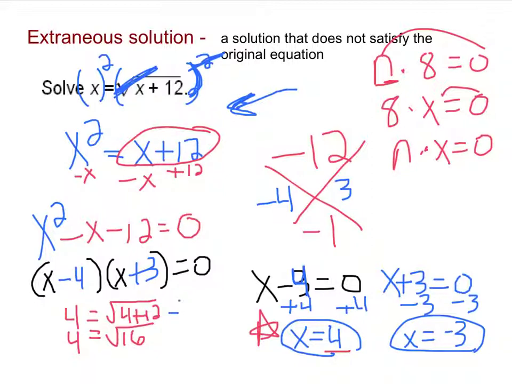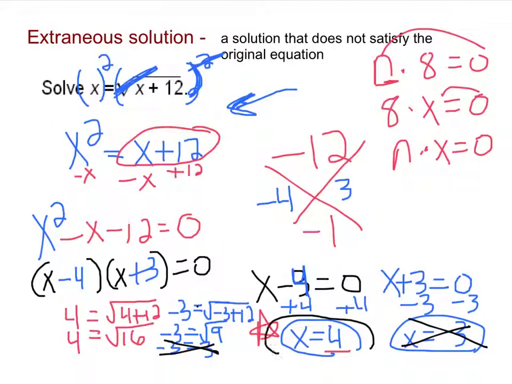Same thing, negative 3 equals the square root of negative 3 plus 12. Well, negative 3 plus 12 is 9. The square root of 9, now, when we have a square root, it implies the positive root, because otherwise they would have a negative outside. So the square root of 9 is 3, not negative 3, because they didn't put a negative on the outside. So we would not use this answer. This answer we will not use. So the answer we'll use is x equals 4.